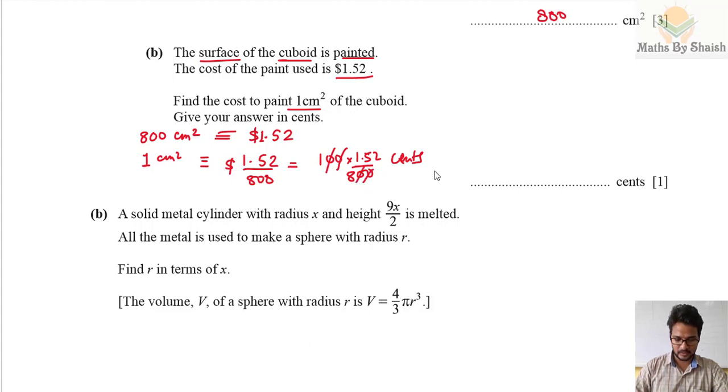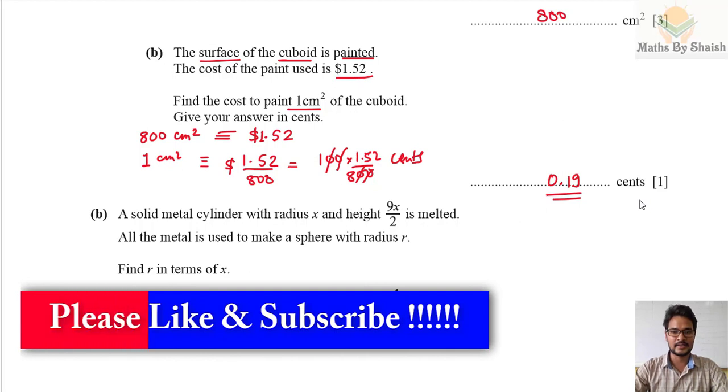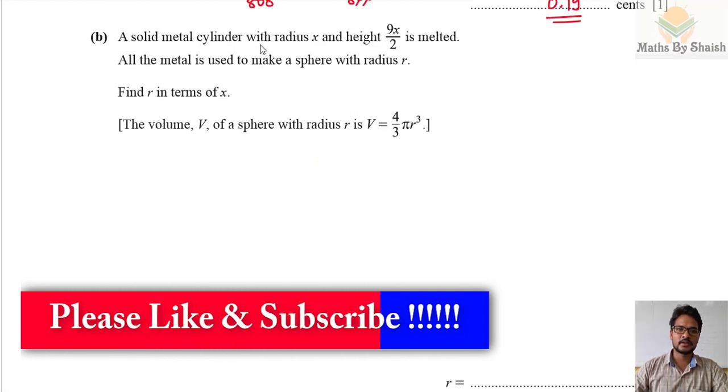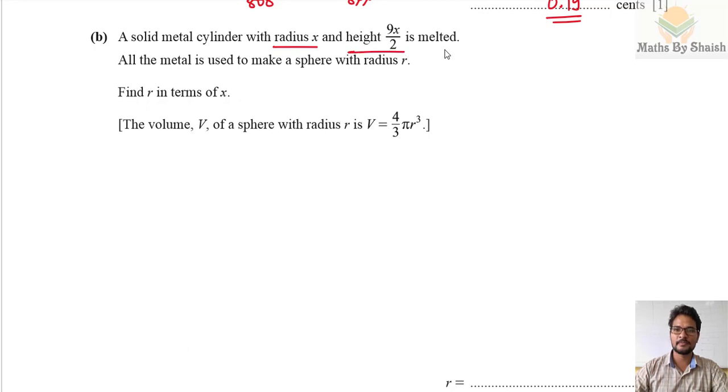That is 1.52 divided by 8, and the answer is 0.19 cents. So in order to paint 1 centimeter square of the cuboid, we require 0.19 cents. B part, a solid metal cylinder with radius x and height 9x by 2 is melted. All the metal is used to make a sphere with radius r. Find r in terms of x.